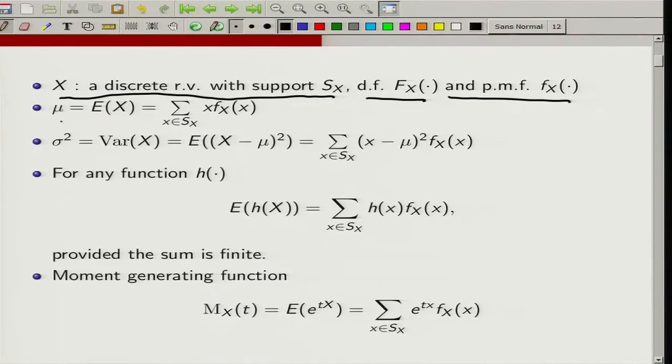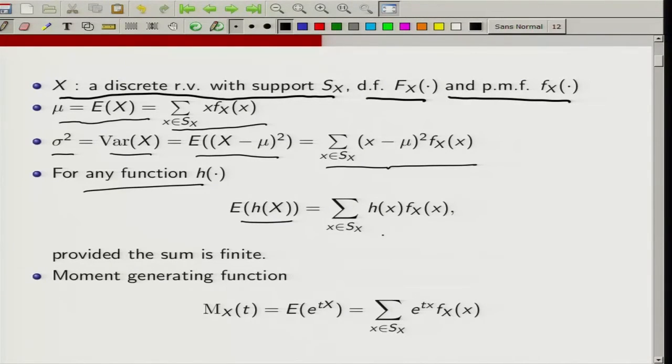Then we know that mu, which is the expected value of X, is given by the summation over x belonging to S_X of x f_X(x). Sigma square, which is the variance of X, is given by the expected value of (X minus mu) whole square, which is the same as the summation over x belonging to S_X of (x minus mu) whole square f_X(x). In general, for any function h, the expected value of h(X) is given by the sum of h(x) along with f_X(x) over the support of X, provided this sum is finite.